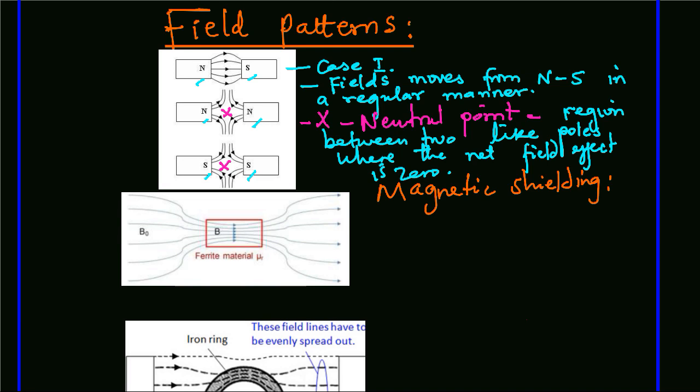So if we happen to have two poles, the north pole and the south pole, the field lines will move from the north pole towards the south pole, but as a result of the shielding effect brought about by the soft iron bar, the soft iron bar concentrates the fields and allows the field lines to pass through it, as shown in the diagram.